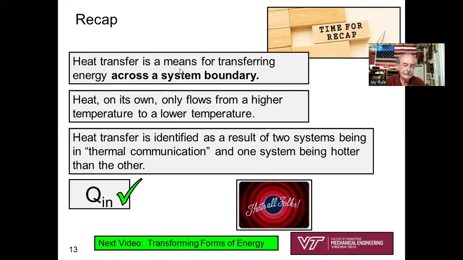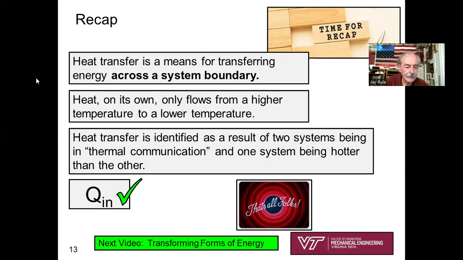Okay? So a system does not possess heat, and a system does not possess work. So be sure to recognize that. Both heat transfer and work are energy transfer phenomena that occur across a system boundary. That's really, really important for mastering thermodynamics.